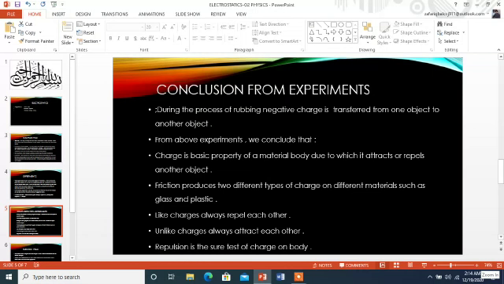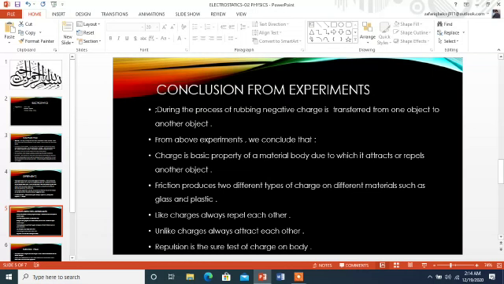Among these two, one donates electrons and the other acquires electrons. So plastic acquires electrons from fur and glass gives electrons to silk cloth when they are rubbed with silk cloth and fur. So migration of electrons takes place from one side to another.